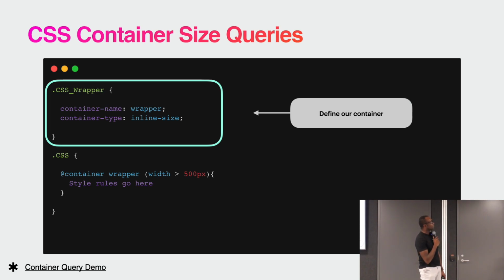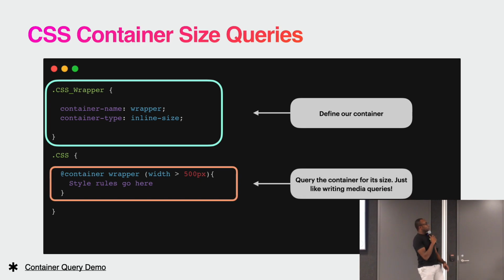We're defining a container up here. We're saying that the container has a specific name, and then we're also giving the container a type. Here we're saying the container has a type of inline size. This means that it's only going to be looking at the width of the container and not considering the height.